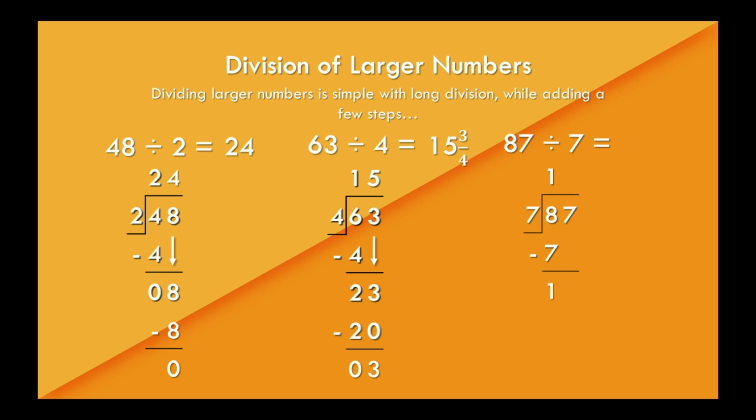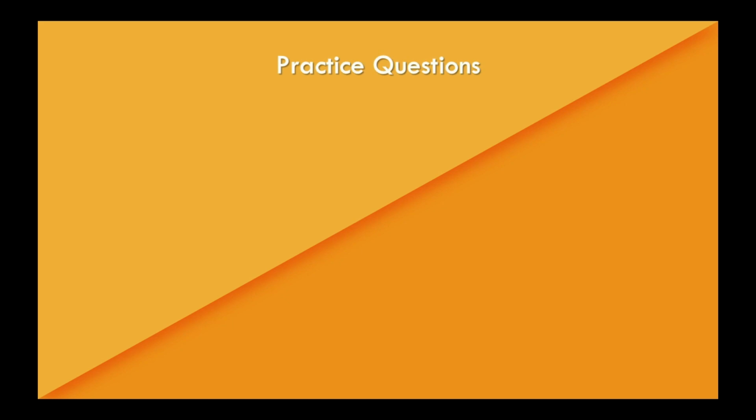Bringing down the next digit makes the number 17. Closest to 17 in the table of 7 is 14, which is 7 times 2. We write 2 above, put 14 below, and subtract, and we get a final remainder of 3 yet again. So our final answer is 12 remainder 3, or 12 3 over 7. Now let's try some practice questions.